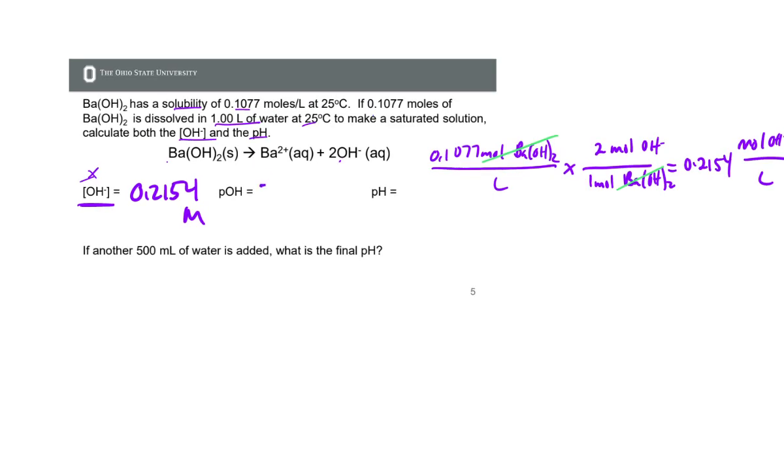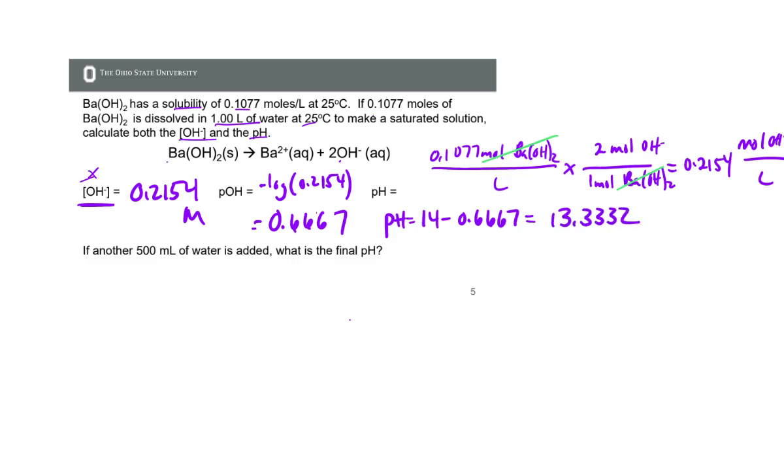We can take minus the log of 0.2154 to find the pOH, and we'll get 0.6667. We can write that. And so finding the pH is going to be 14 minus 0.6667, and we get 13.3332. Okay. Questions on that?